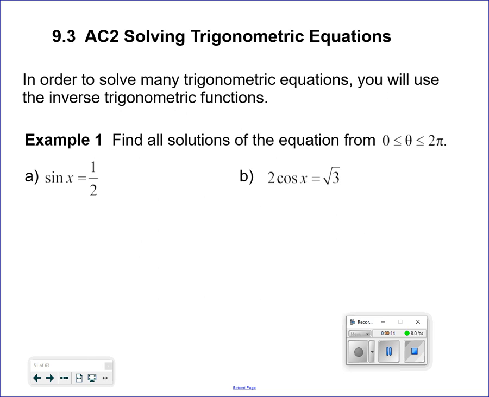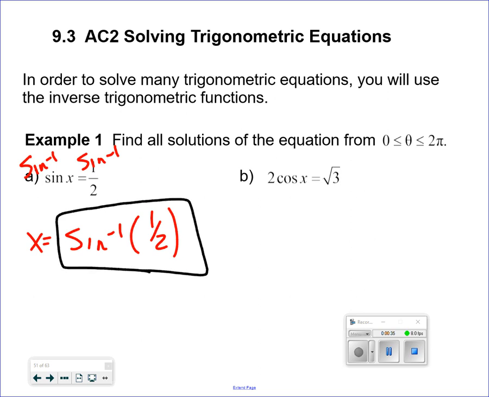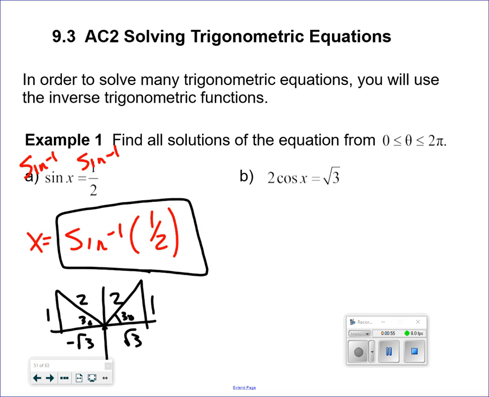So again, if you were going to solve this question, this is one you probably could use a calculator on, and you would at least get one answer. But if I had the sine of x equals a half, I would take the inverse sine of both sides. So x would equal inverse sine of a half. Well, this is exactly what we just did in 9-3 AC: we drew opposite and hypotenuse. So the opposite side is 1, the hypotenuse is 2, found the missing side, found the reference angle, so this is a 30-degree reference angle.